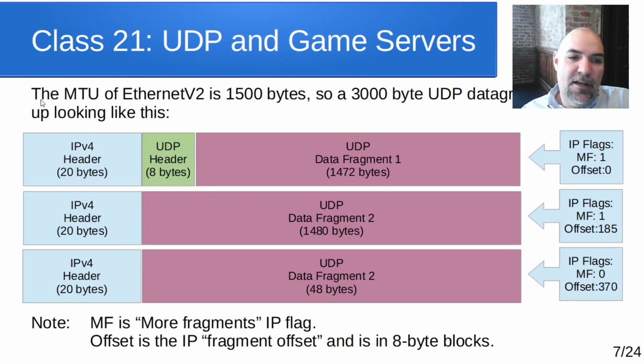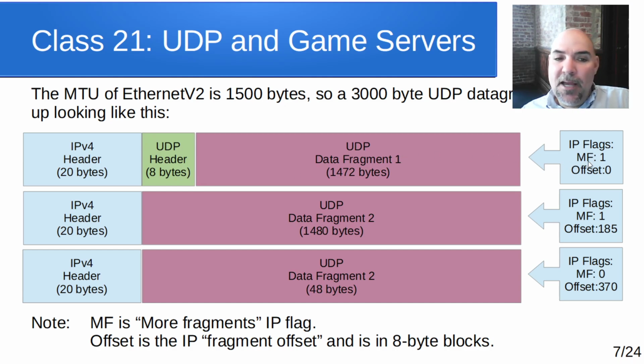So here's an example. The MTU, the maximum transmission unit, that's the maximum packet size for Ethernet v2, is 1,500 bytes. So if we try to send a 3,000 byte UDP datagram, it would end up being sent across as 3 different datagrams that look like this. The first one is going to have the IPv4 header. The next one's going to have the UDP header inside of there. And then we have the UDP fragment 1, which is 1,472 bytes remaining out of the 1,500 possible. So 1,472 plus 8 plus 20. So plus 28 gets us up to 1,500.